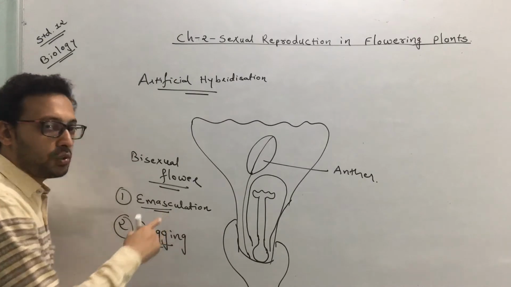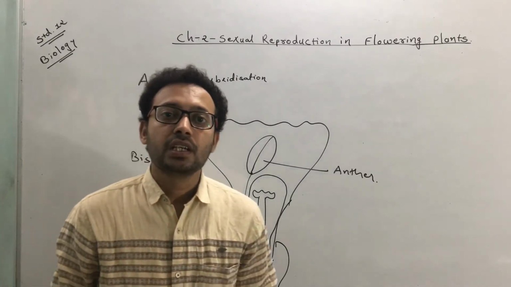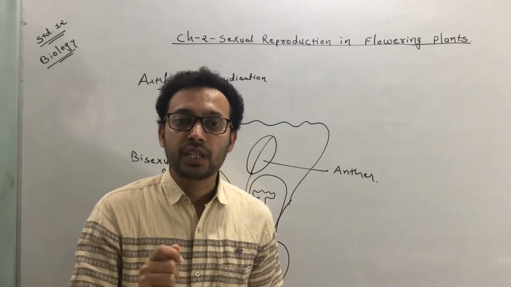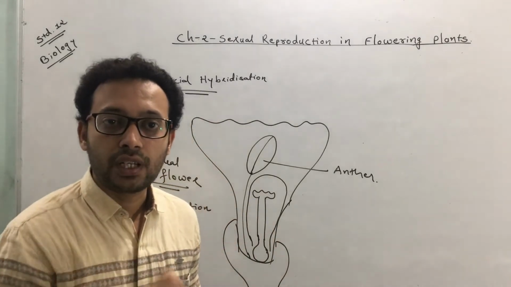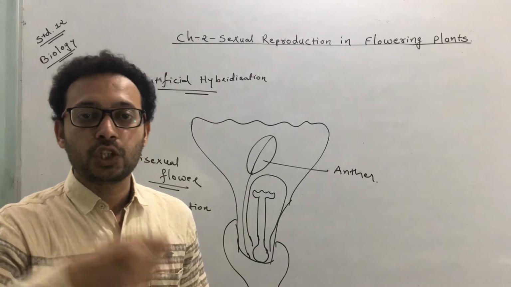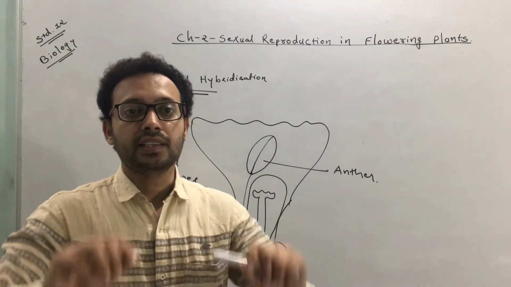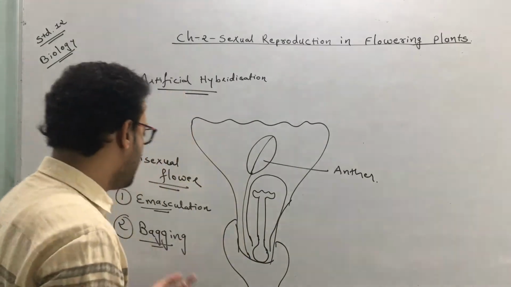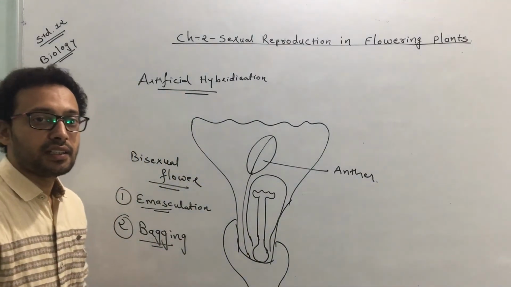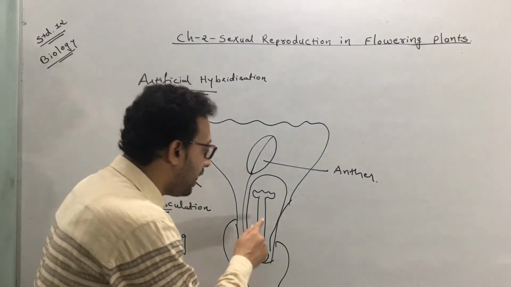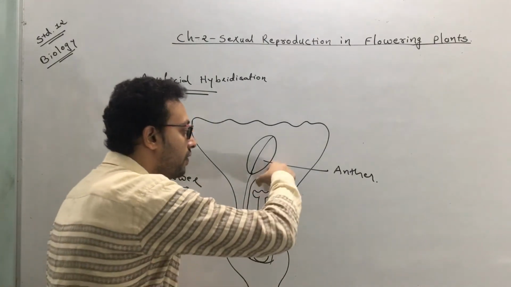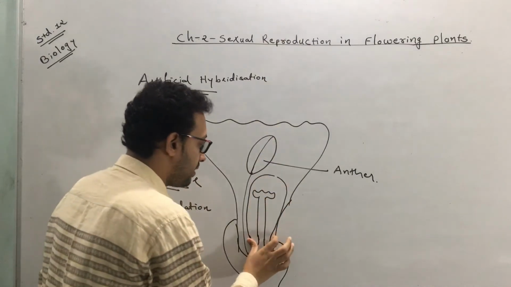So what is emasculation? Emasculation means removing the anther with the help of forceps before it dehisces. Once you have performed the emasculation, then the carpel has to be covered with a bag of butter paper. This is called the bagging technique. Once it is covered, we allow this carpel to mature, and once it is matured, we remove this bag.